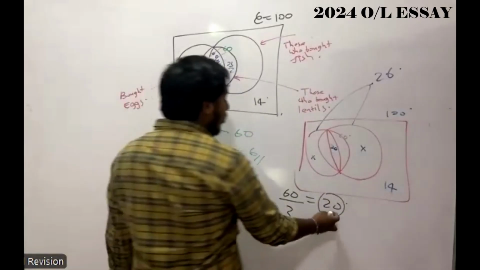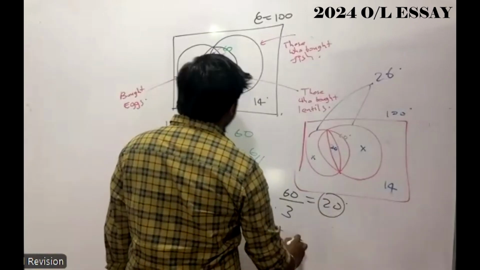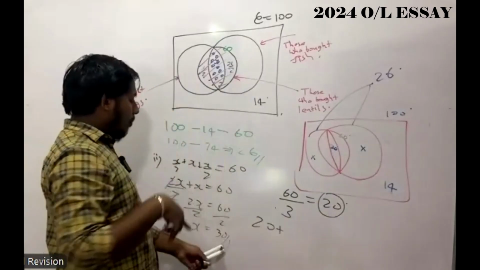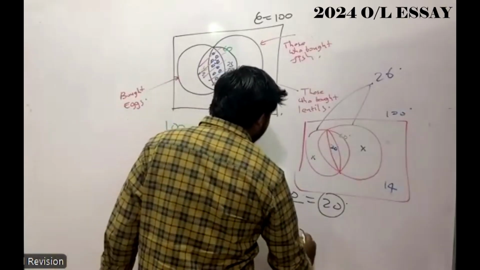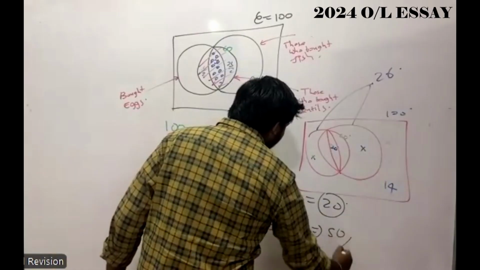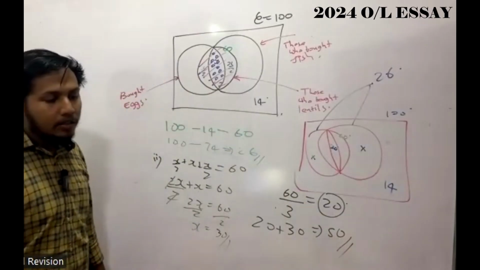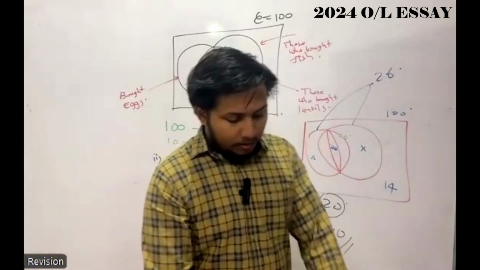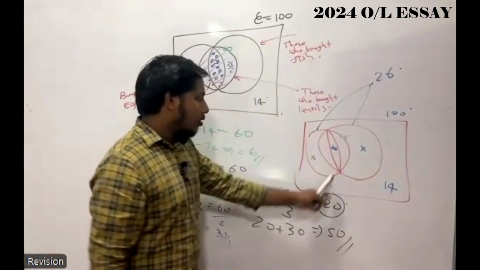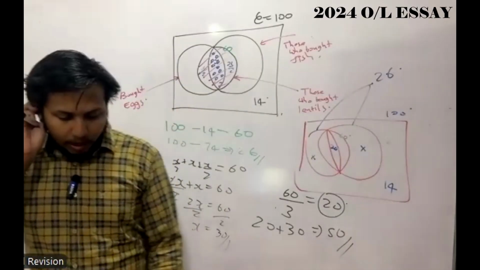You have to add this 20 plus, in the middle part, the customers who bought all the 3 items, which is 30. So you add this 20 and 30, and the final answer you get is 50. Okay. The answer is 50. Note this down. I'll give you some time.